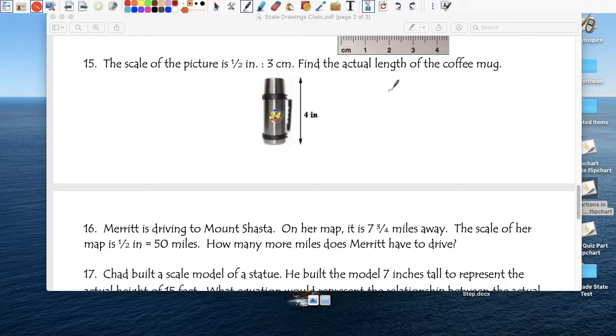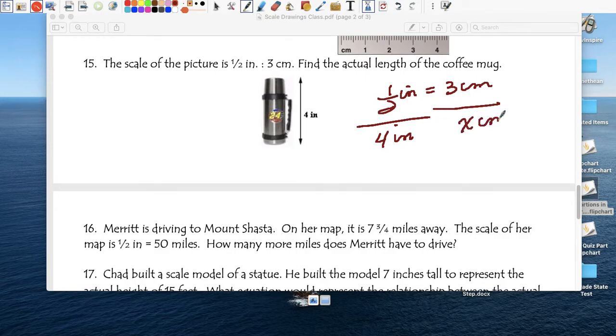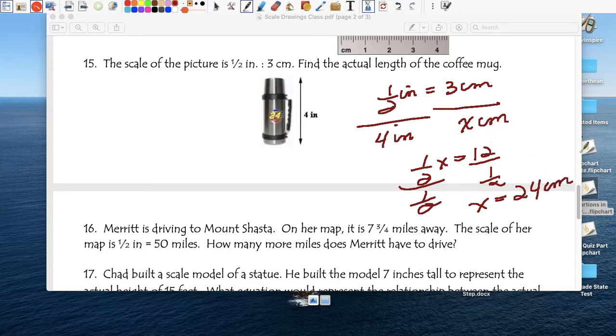Fractions or decimals, your choice: half an inch is 3 centimeters. The actual length of the coffee mug is 4 inches. So in centimeters, how much would that be? X centimeters. We get half of x is 12. Divide both sides by half. X equals 24. 24 centimeters.